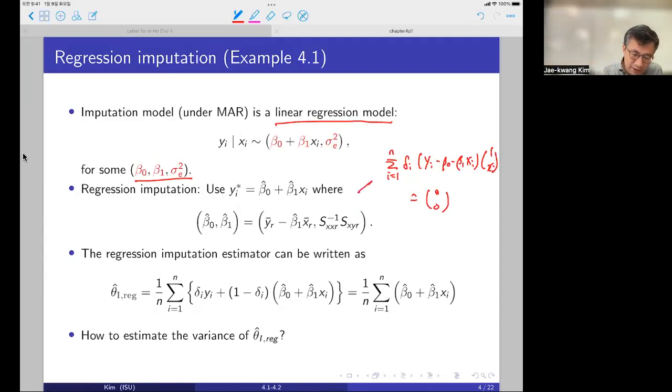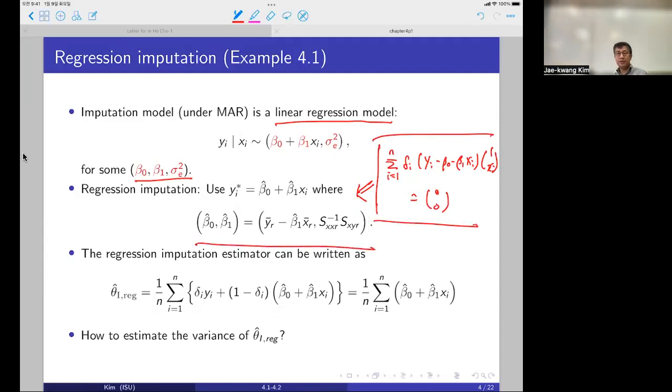So this equation basically leads to this solution. And so then once you have this as a prediction, the best prediction, you plug it into the y. So that is your imputation estimator using the regression model. So you can call it the regression imputation estimator.